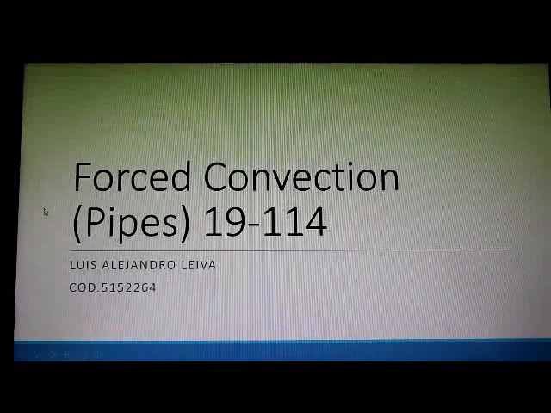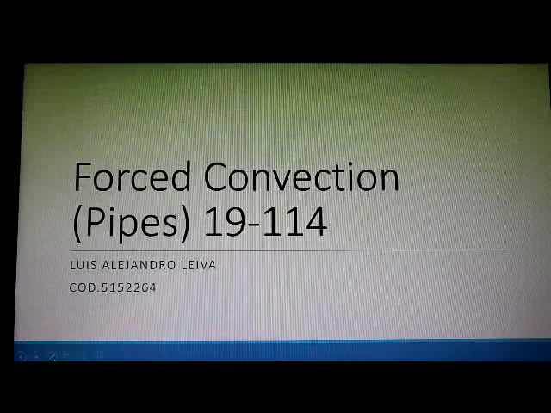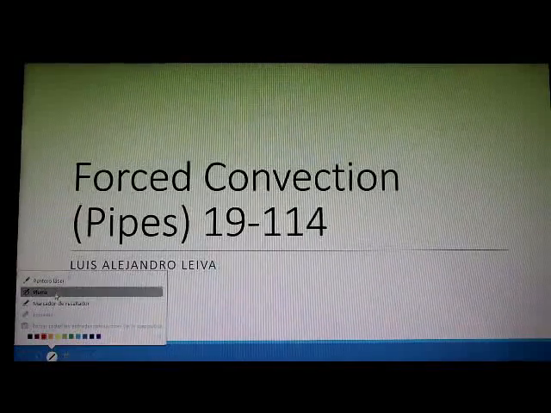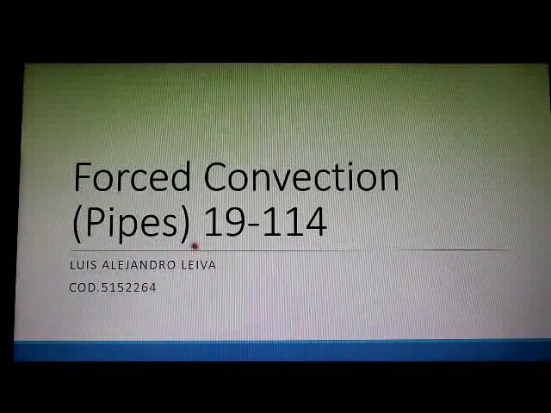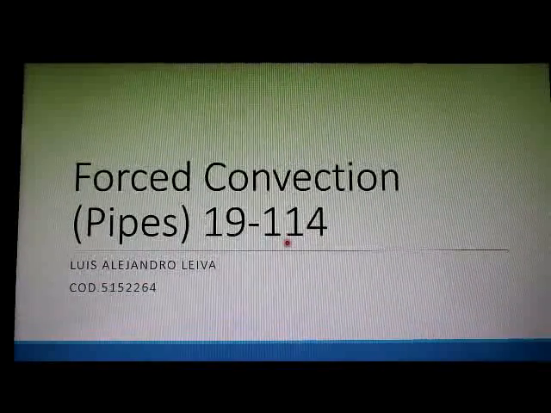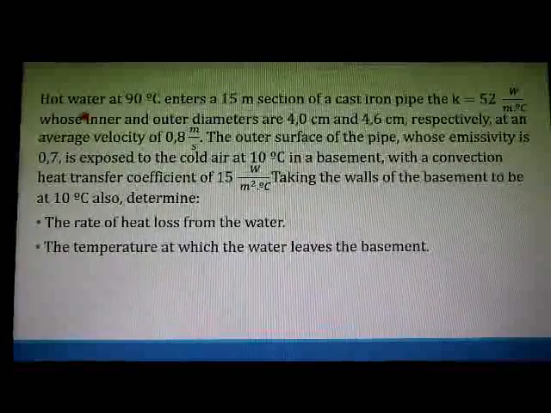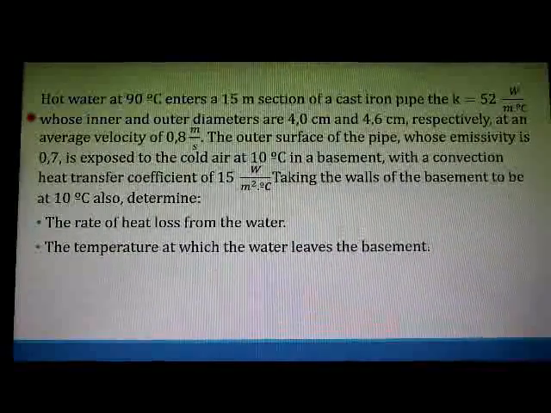We're going to talk about forced convection in pipes. The exercise that we're going to talk about is 9114. Okay, this is the exercise. I'm going to read it for you.